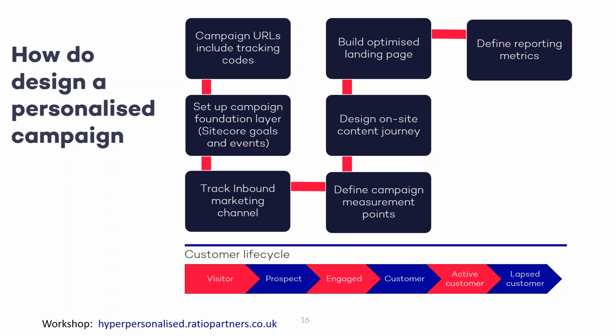But at a basic level, if you want to create a personalized campaign, what we want to do is add tracking codes, specifically Sitecore tracking codes. You can also append Google UTM codes. Phil will be talking a little bit more about Sitecore tracking codes later on, but the reason why we add these is it creates the base level of collecting the right data, which feeds into getting a foundation layer.